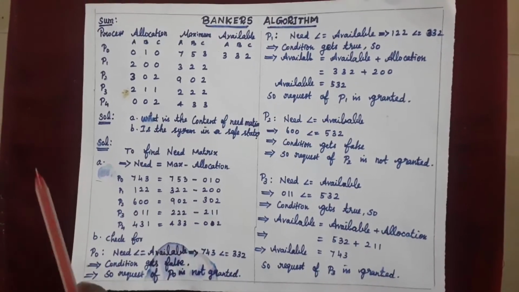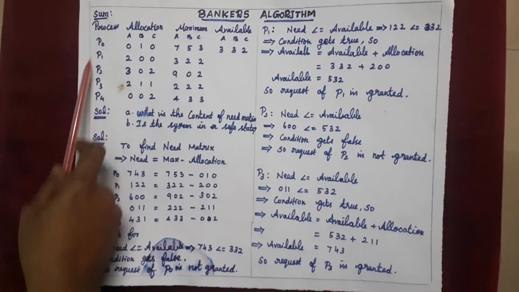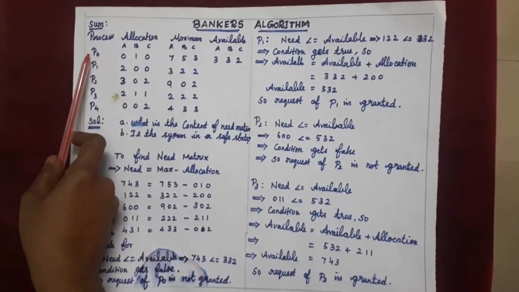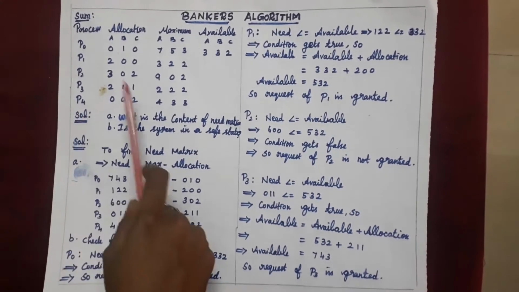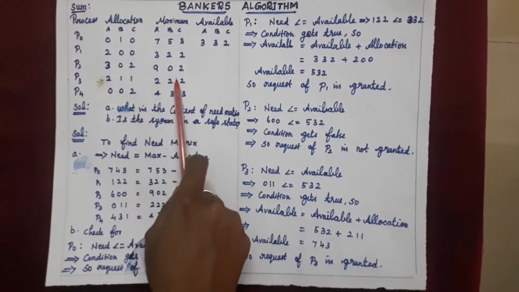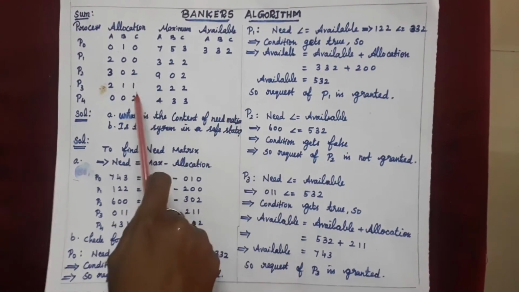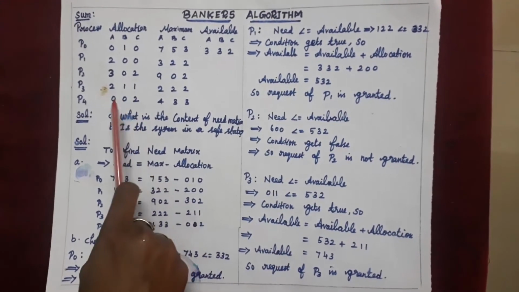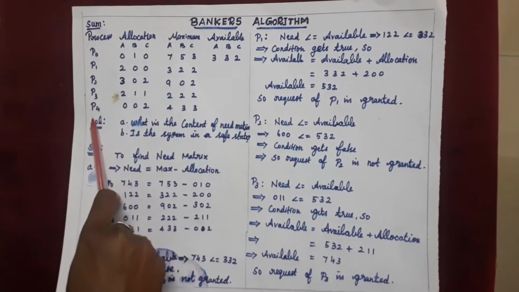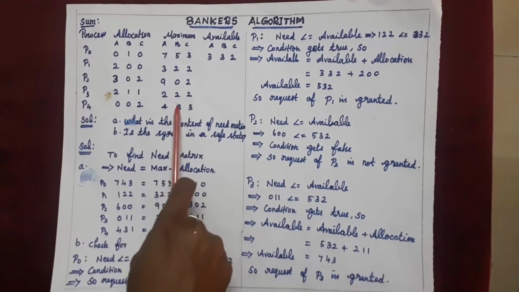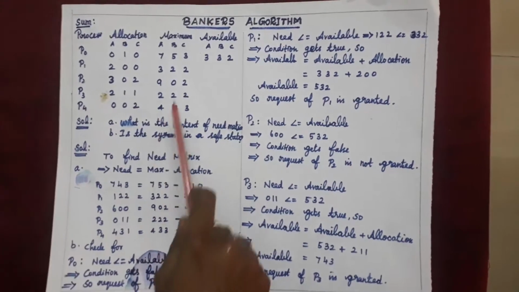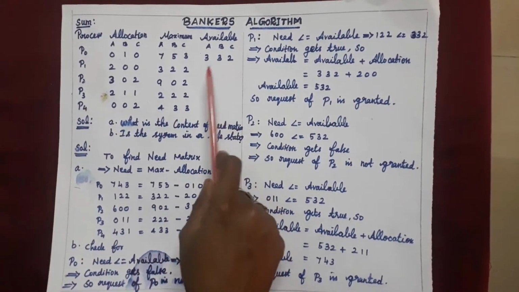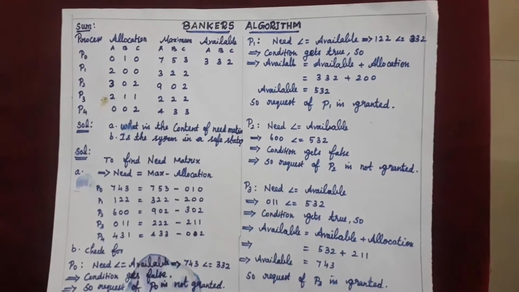In a Banker's algorithm sum, first they give the number of processes. Here they give five processes, P0 to P4. After that they give allocation, maximum and available. Allocation means the resources currently held by each process. Maximum means the maximum resource request count of the process. And available means the number of resources available in the system.